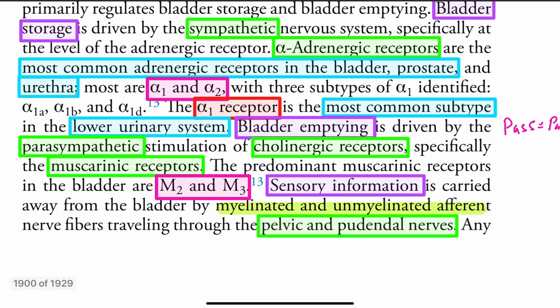Bladder emptying is parasympathetic, P for P. It is through the cholinergic receptor, especially the muscarinic receptor. Which type? M2 and M3. So remember 1, 2 and 3: 1 is alpha, 2 and 3 are muscarinic.